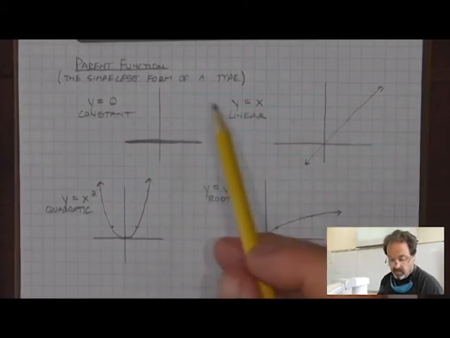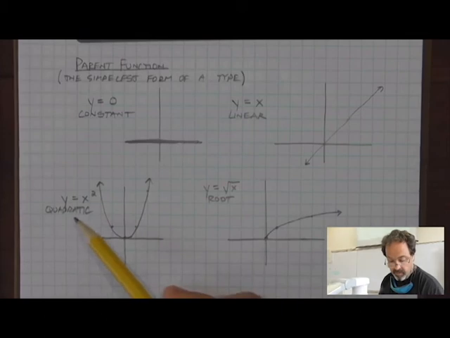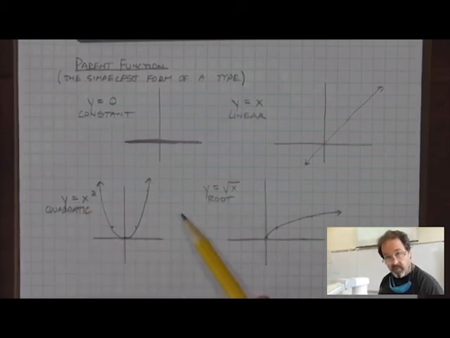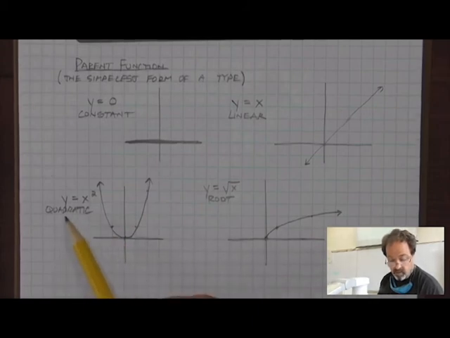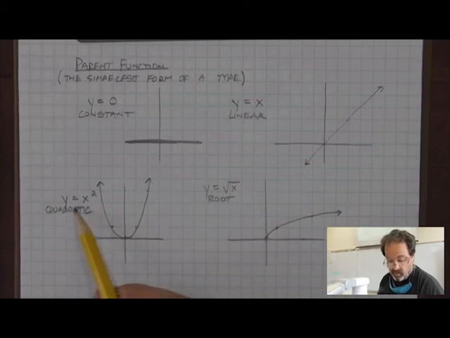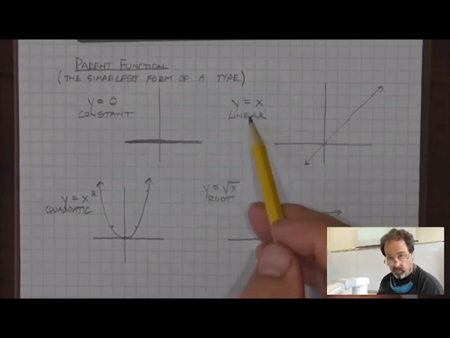Now, notice that when we name the parent function, we are naming the mathematical equation for it, not the graph, because sometimes the graph has a different name than the equation that it comes from. For example, a quadratic equation has a graph that is a parabola. A linear function's graph is called a line.